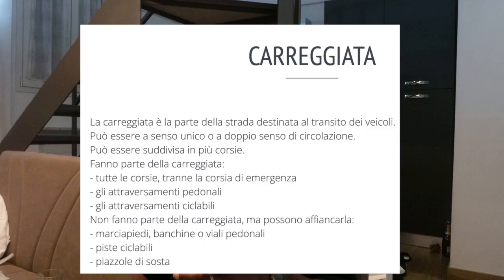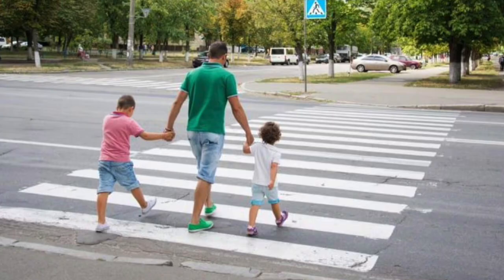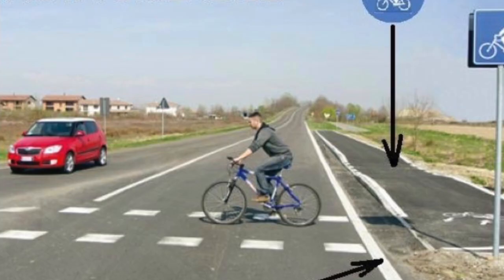And they are also letting us know tutte le corsie tranne le corsie di emergenza fanno parte della carreggiata. So all the lanes on the road except the emergency lane are part of the carreggiata. They also let us know the attraversamenti pedonali, attraversamenti ciclabili are inside the carreggiata as well. We mean pedestrian crossing and bicycle crossing, which we call zebra crossing for foot and zebra crossing for bicycles, are inside la carreggiata. This is la carreggiata. The image you are seeing on the screen right now is la carreggiata.